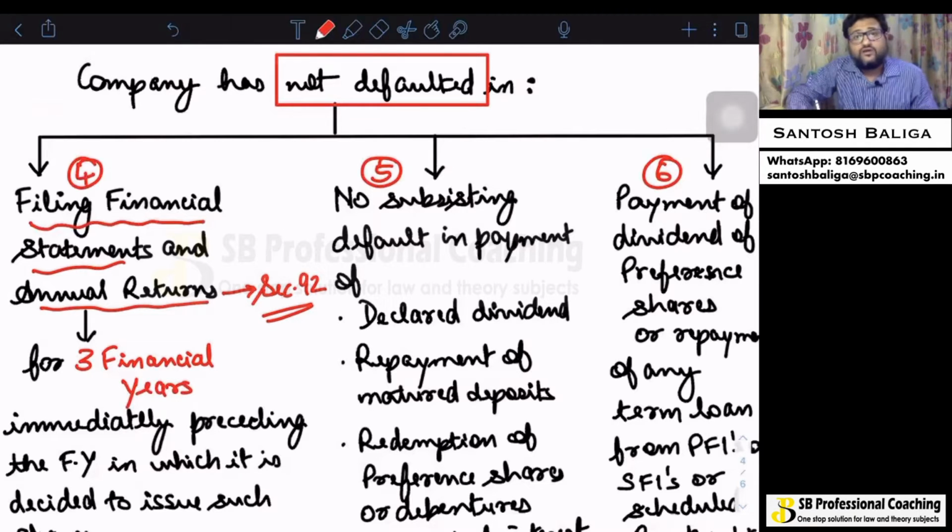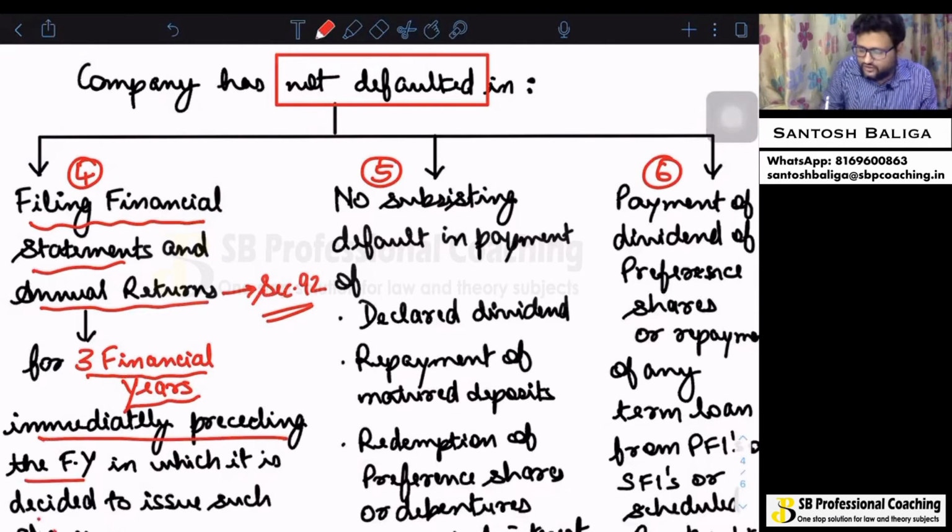Now, the company shall not have defaulted in filing of financial statements and annual returns for three financial years, not just one, not just two, but three financial years immediately preceding the financial year in which they have decided to issue such shares. Okay, so this part is also clear.